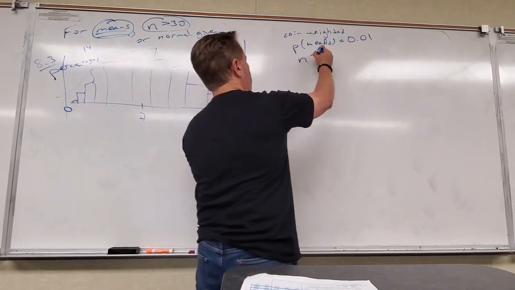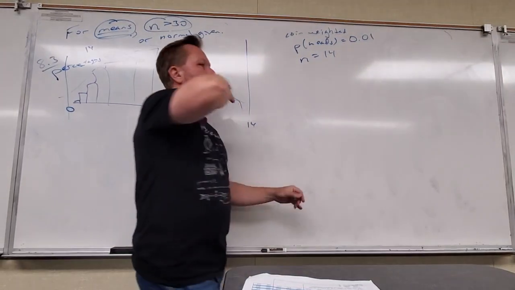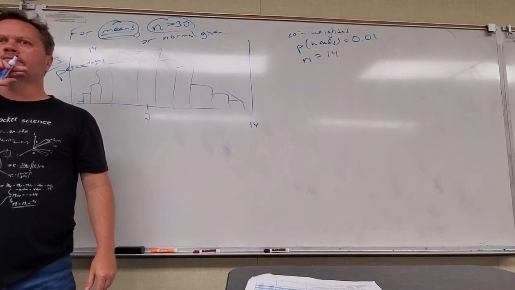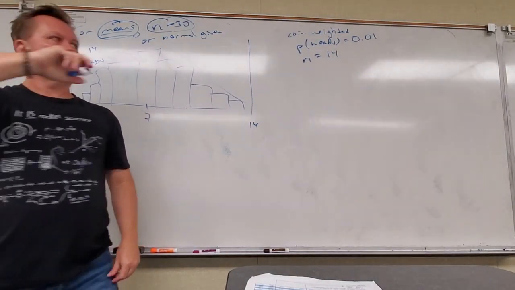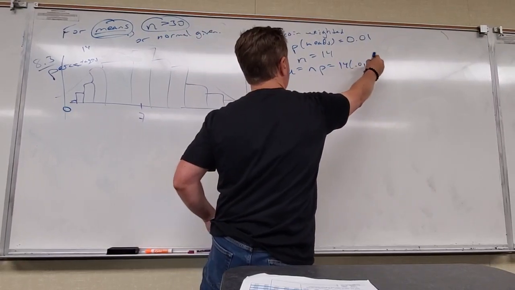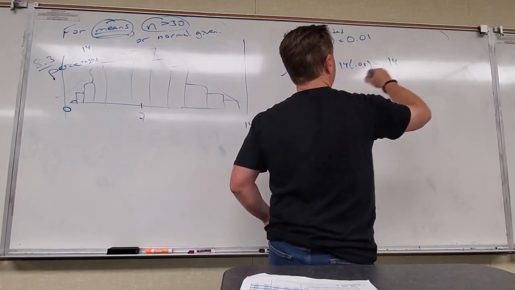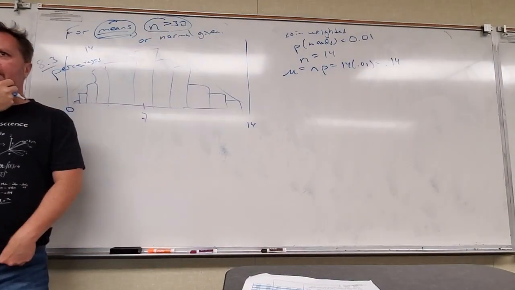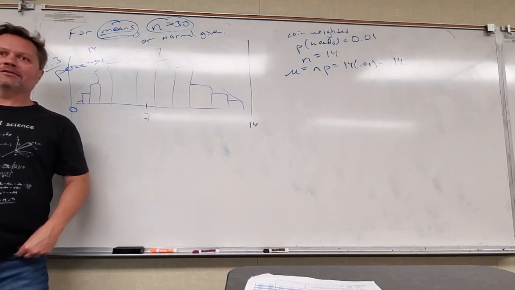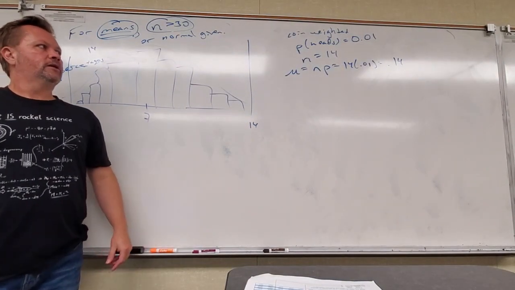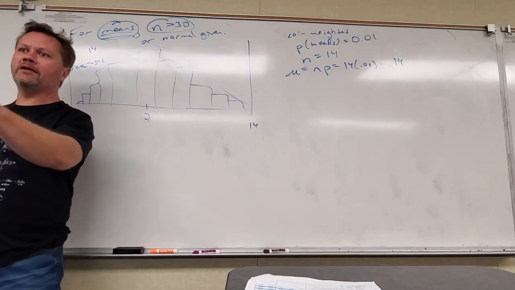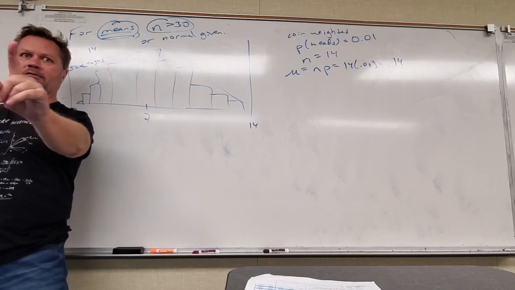If I flip it 14 times, what's the expected number of heads? To get the expected number, which is the mean, I do n times p. What's 14 times 0.01? 0.14. Yep. So I would expect, on average, if I flip this coin 14 times, I get 0.14. If I flip it 100 times, I expect to get 1 head. Are you guys with me?